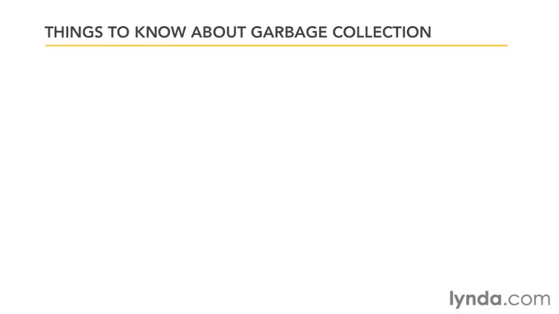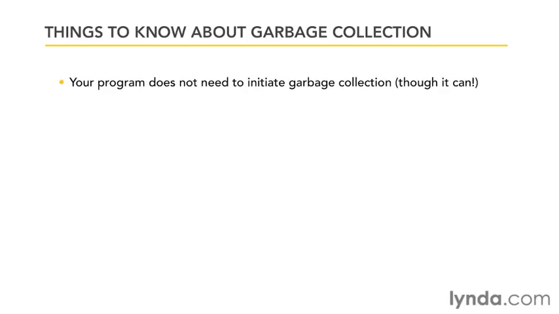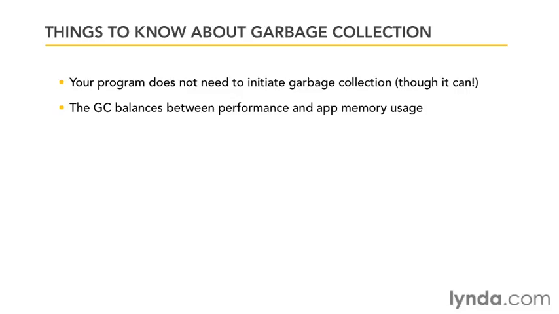So, what are some important things to know about garbage collection? First, your program does not need to initiate this process. The garbage collector figures out when it needs to run and reclaim memory. Now, there is a way for your program to initiate garbage collection, and we'll actually take a look at that in an example in just a bit. The garbage collector balances between performance and app memory usage. And the objects are not necessarily reclaimed right away. So these two things mean that you, A, don't know when garbage collection is going to happen.